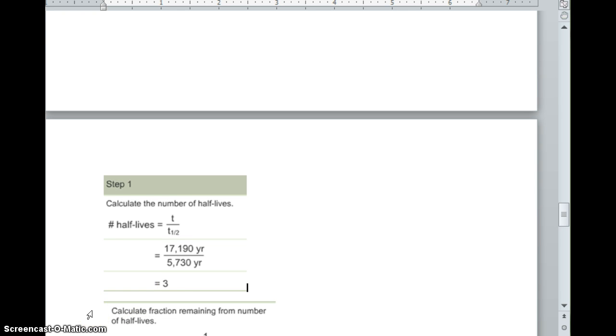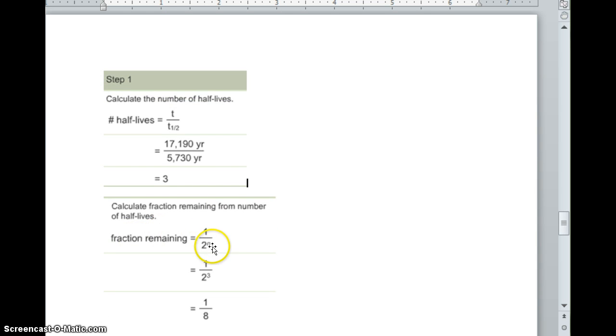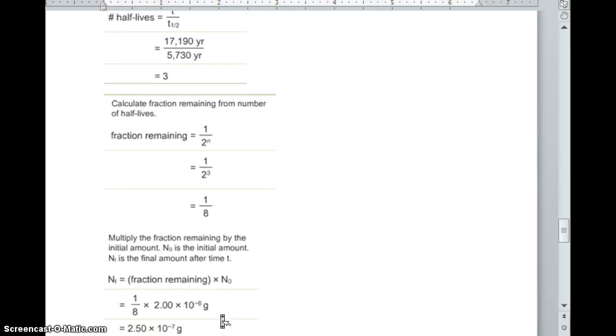And you can calculate the fraction remaining from the number of half-lives. So the fraction remaining is 1/2 to the nth power. So 1/2 to the third, because there were 3 half-lives. And your answer is 1/8. So there's 1/8 remaining from the original substance.